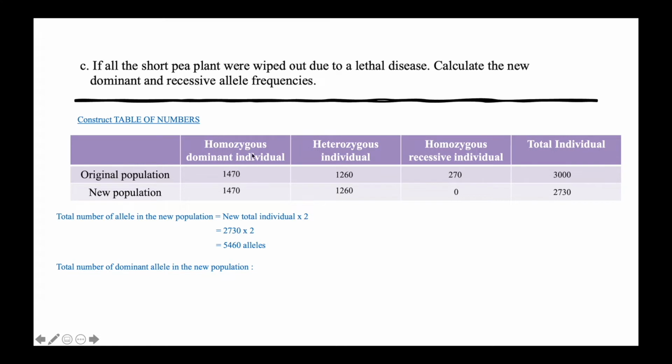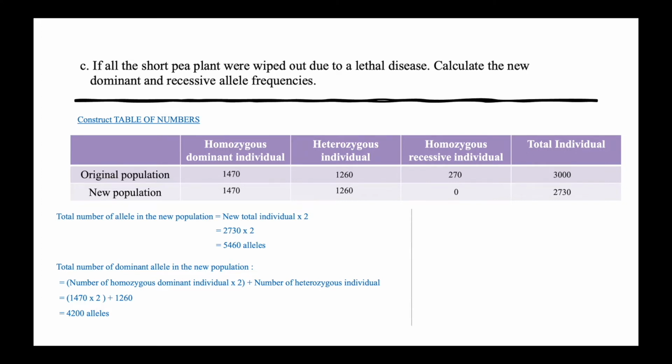Now let's find the total number of dominant allele in the new population. 2 dominant alleles can be found in each homozygous dominant individual. Meanwhile, 1 dominant allele can be found in each heterozygous individual. So therefore, to find the total number of dominant allele in the new population, you add number of homozygous dominant individual times 2 to the number of heterozygous individual. In this case, 1,470 times 2 plus 1,260, giving you the value of 4,200 alleles.